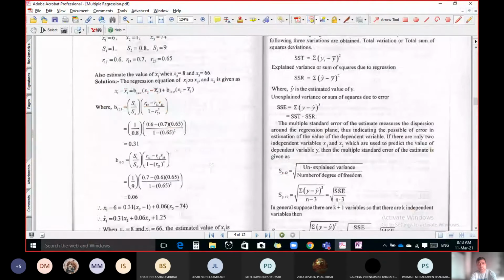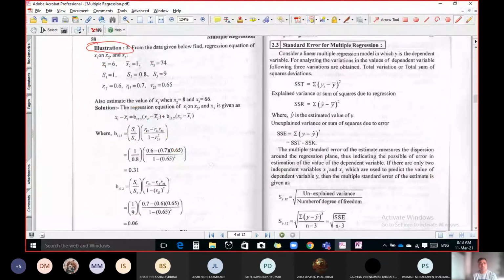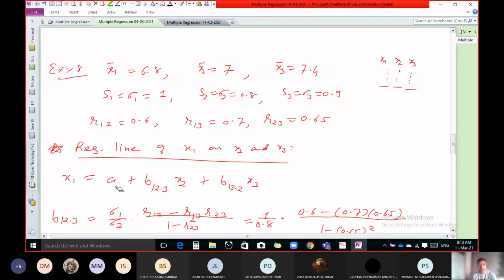But for this next question, we already have the mean of all three variables, the standard deviations of all three variables, and the correlations among the variables. So r12 is given, r13 is given, r23 is given, and now you have to obtain the regression line of x1 on x2 and x3. So obviously our regression line should be like this only: x1 equal to a plus b12.3 x2 plus b13.2 x3.